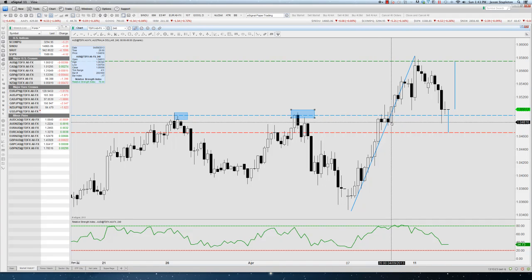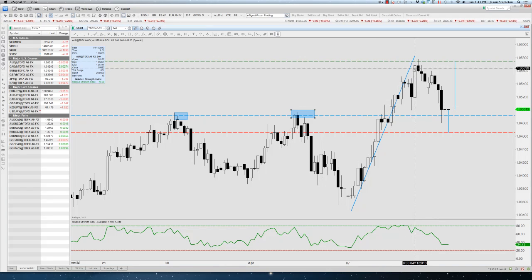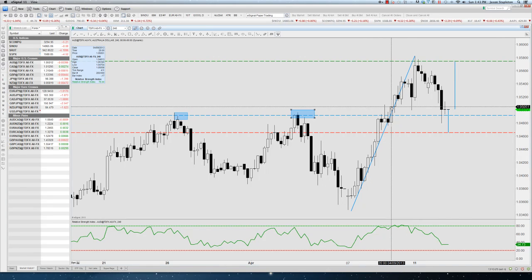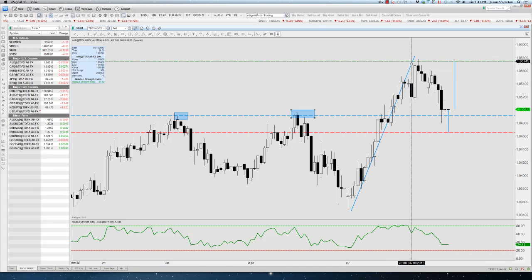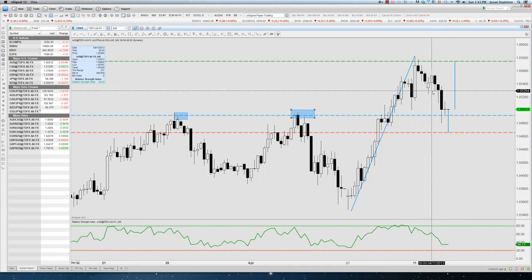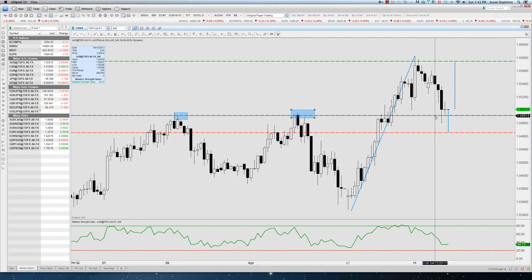And indeed, it did. Once it broke structure to the upside, this candle right here, then we saw it rally. We rallied from 105 another 70 pips basically, and now the market has come back almost the full measure. It's given back all of that 70 pips. And the question is, do we see any trend continuation out of this?